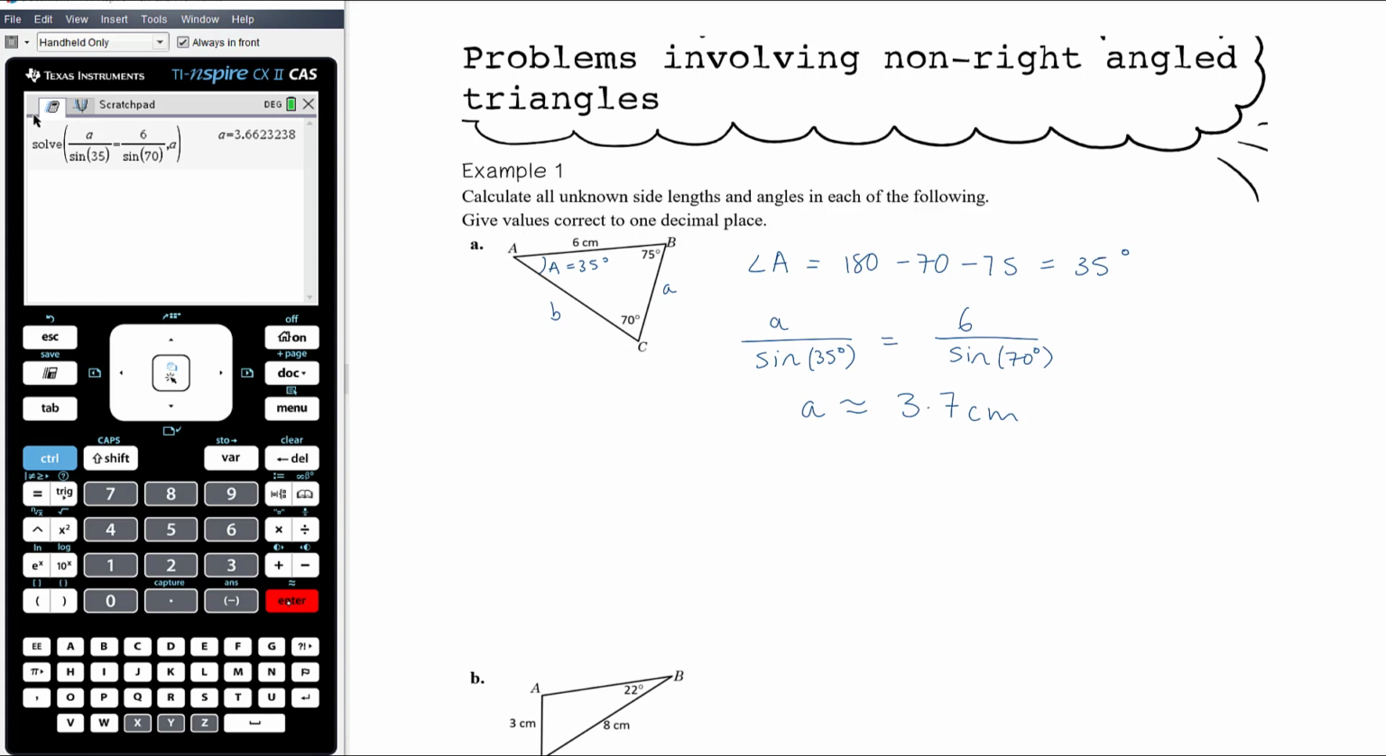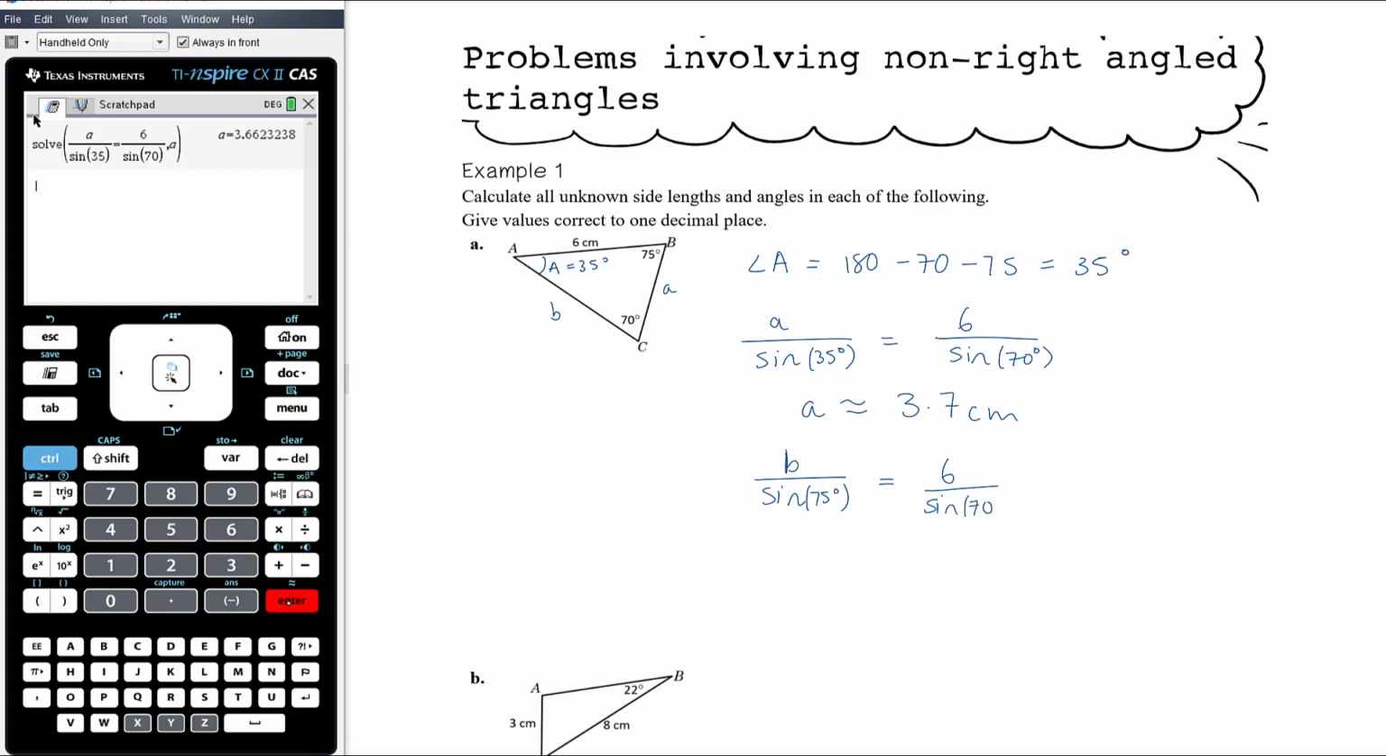Okay, then we want to find side length B. So now that we know the other two side lengths, we can definitely use the cosine rule if we want, or we can just again use the sine rule, either way. So we can again just use sine rule, so B over sine of 75. Personally, I would be tempted to stick with the sine rule, and I'll explain why in a second. I'll write out the cosine rule equation as well, but I would be tempted to stick with the sine rule, and I'll explain why. So B over sine 75 equals 6 over sine of 70.